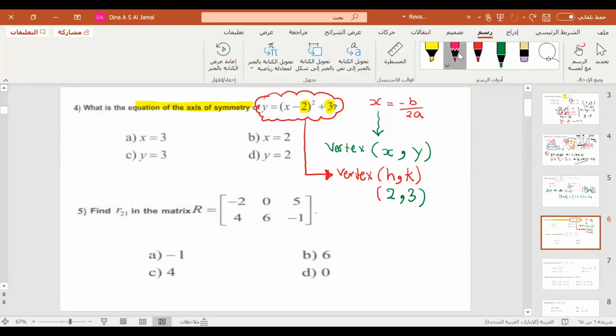That means we will summarize this question by saying that whenever you are given a vertex form, your h value is the same as the x value of the vertex, which is the same as the axis of symmetry. So here your x will be equal to 2. Great. Lastly, let's see question 5.